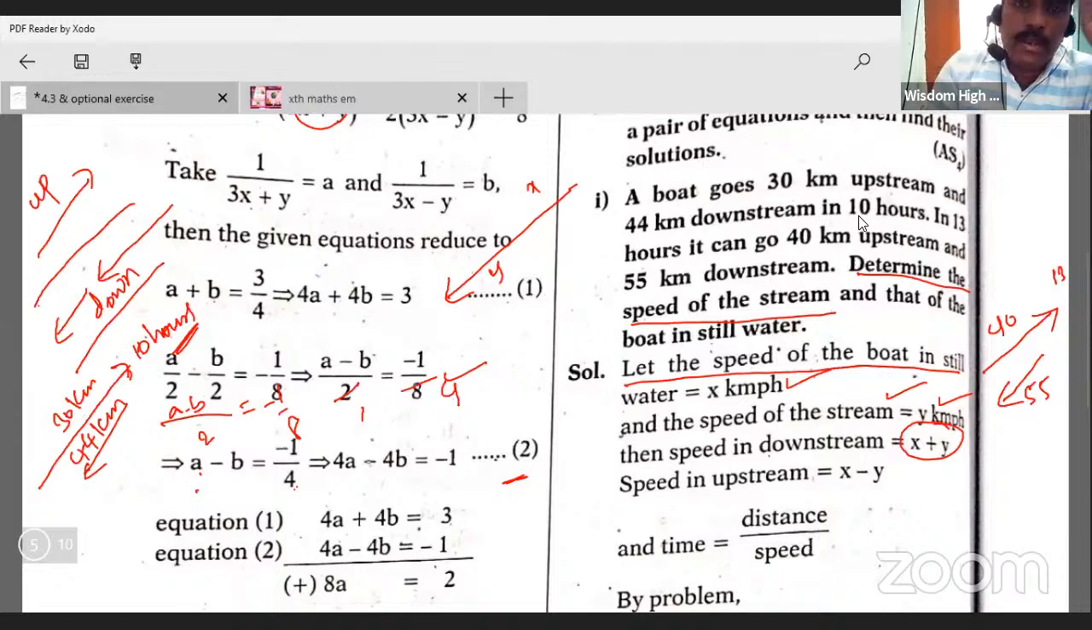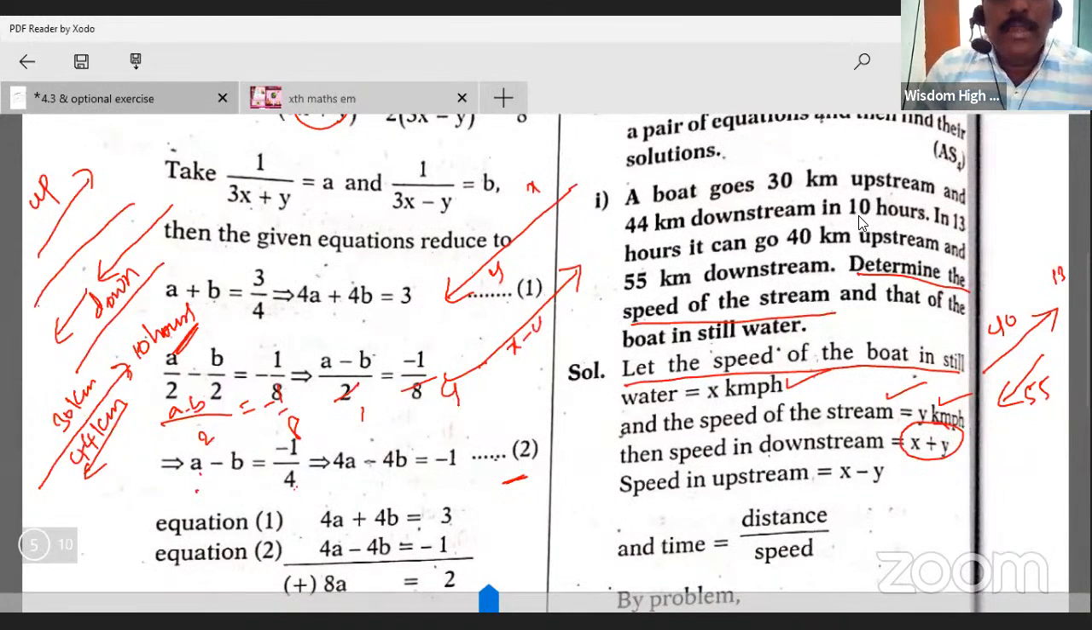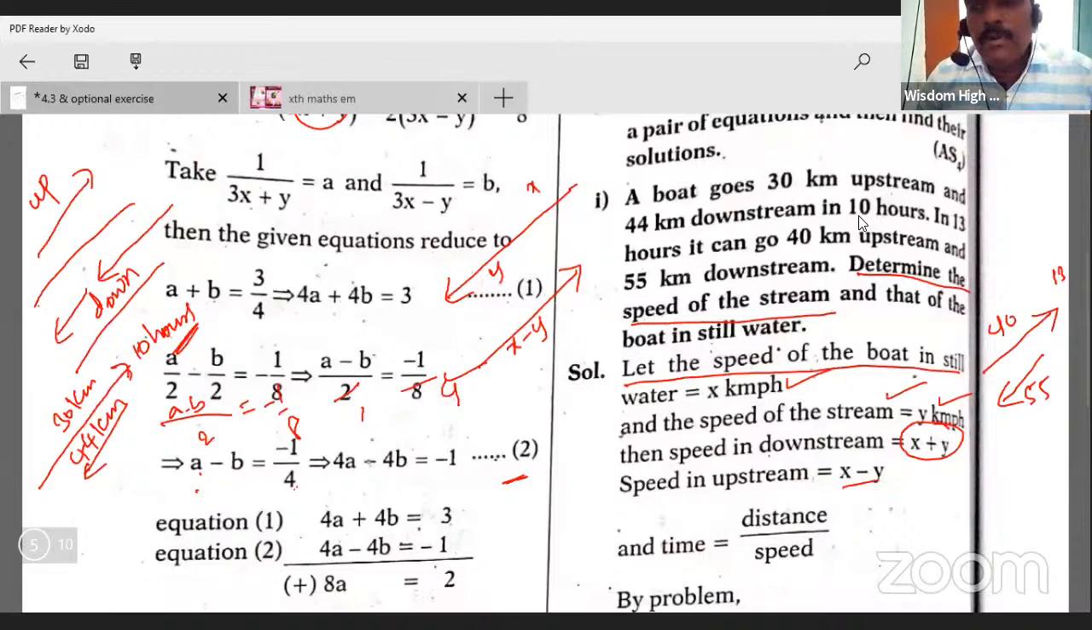Try to understand this. X plus y. Why? Water speed is y, your boat speed is x. When the boat travels downstream, the speed will be increased. That is x plus y. Suppose you go opposite to the water, then the speed will be decreased. In a canal or in water, if you swim against the water, the speed is taken as x minus y. If you know these two points, you will finish the solution, students. Okay, let's see now.